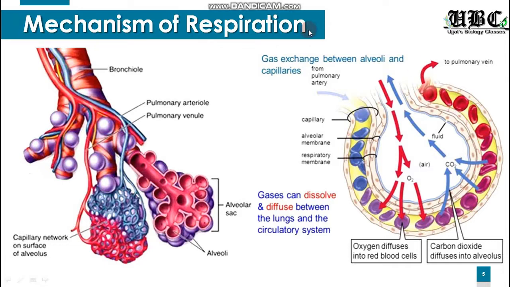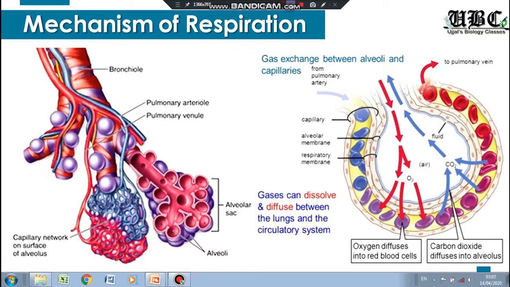And in those cells, the breakdown of glucose will take place in the presence of this oxygen. That is termed cellular respiration, which generally takes place inside the mitochondria for the production of ATP.